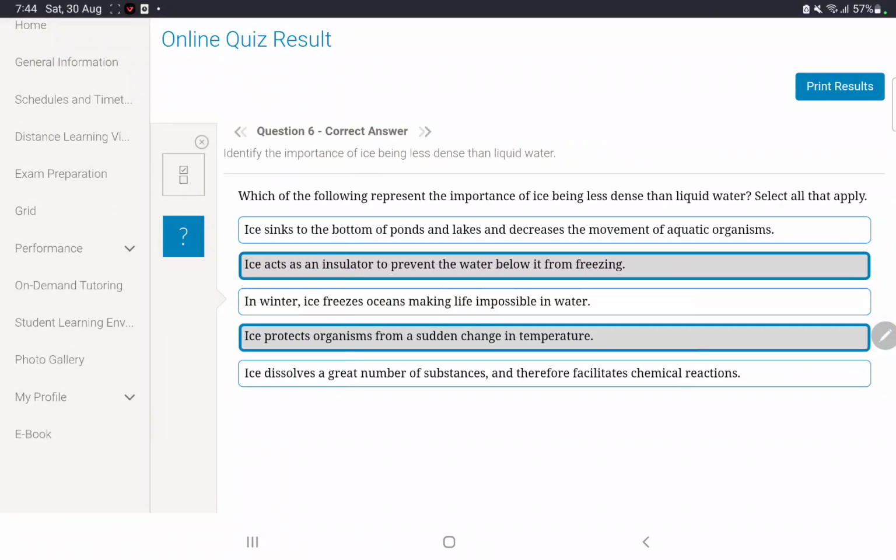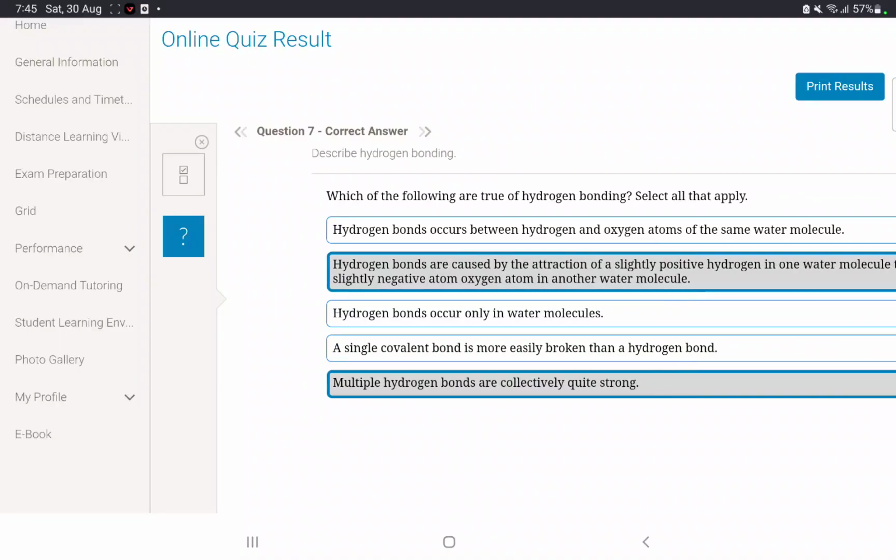Number 6. Which of the following represent the importance of ice being less dense than liquid water? As we said, ice is less dense than liquid water. So ice acts as an insulator, a shield to prevent the water below it from freezing. It protects it from the cold outside, so the water down doesn't freeze and kill all the organisms inside it. Like I said, ice protects organisms from a sudden change in temperature.